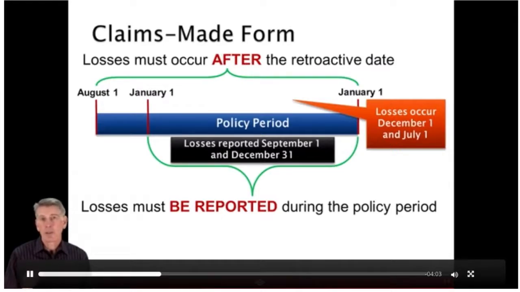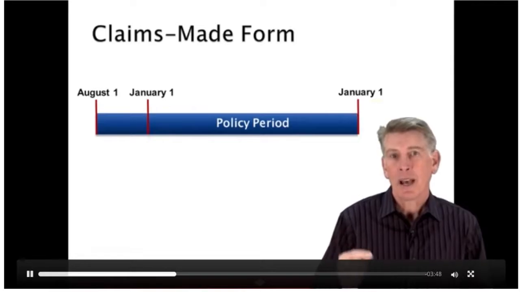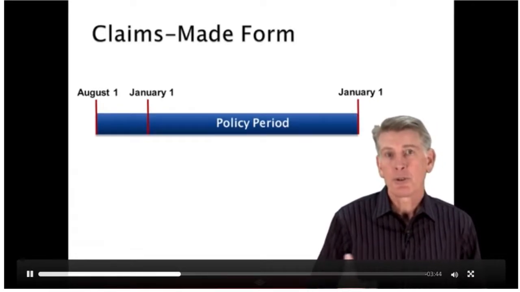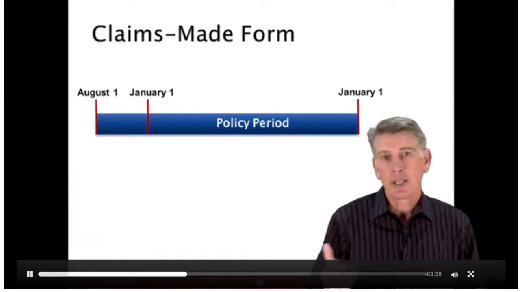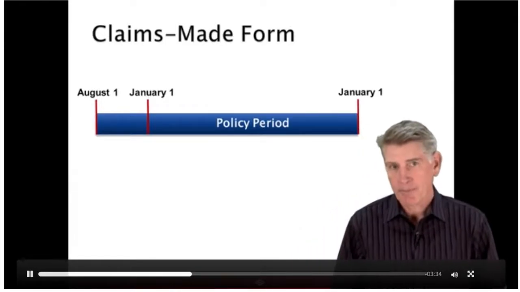In other words, both components of the coverage trigger must be satisfied to activate coverage on the claims-made commercial general liability coverage form. So what happens if a loss is reported after the policy period? Well, the policy provides for two different options. One is included in the policy at no charge, and the other requires the addition of an endorsement and the payment of an additional premium.